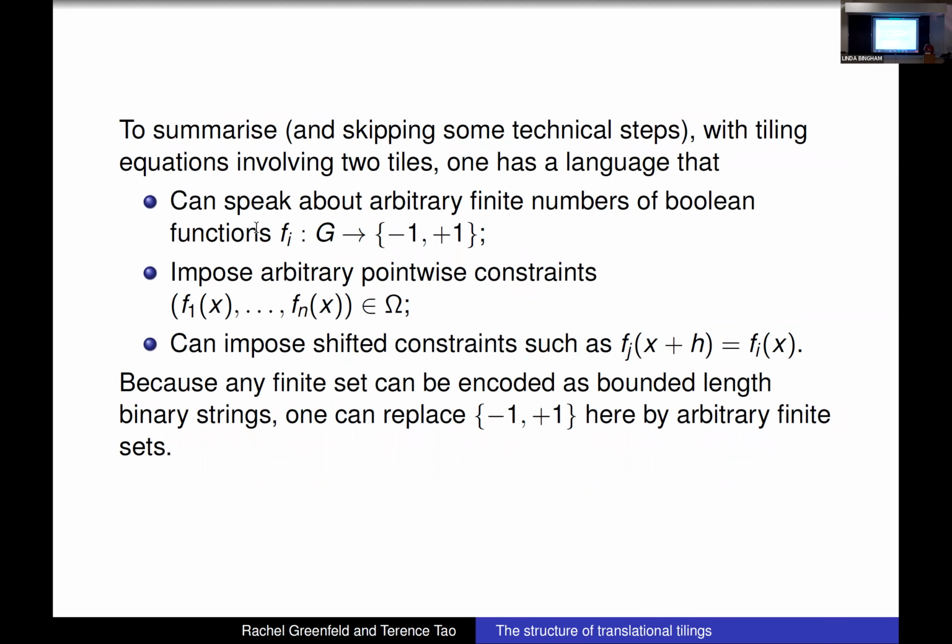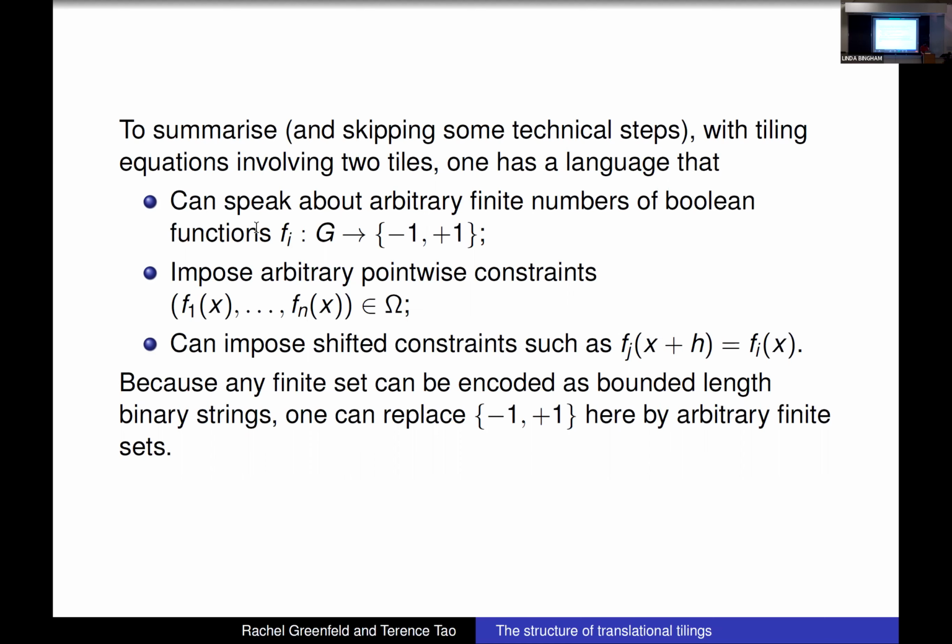So to summarize, with all these tricks, we have now created a language which can talk about arbitrary Boolean functions, any finite number of Boolean functions. You can impose any number of pointwise constraints, linear or nonlinear at any given point. And you can also constrain one function to look like the shift of another function. So you can also constrain nearby values to talk to each other. And you can do any number of Boolean functions. So you can also talk about functions that take values in any finite set, because any finite set you can encode using some finite number of bits.